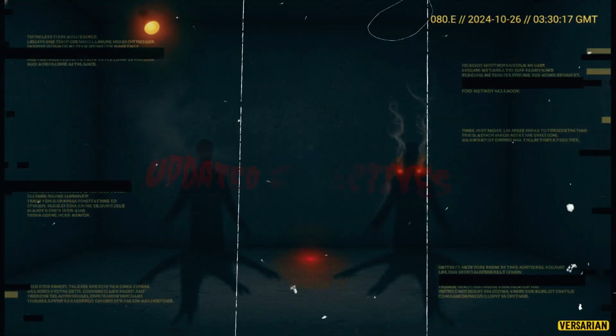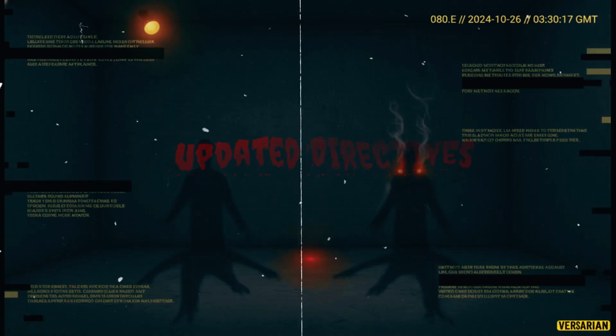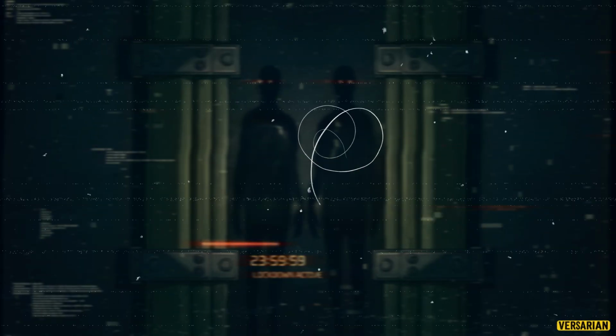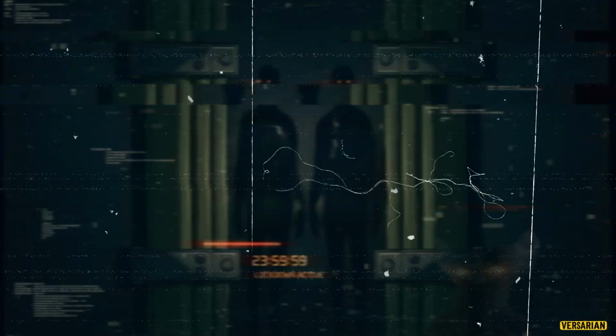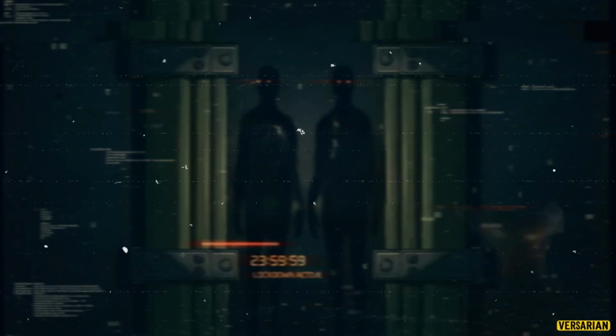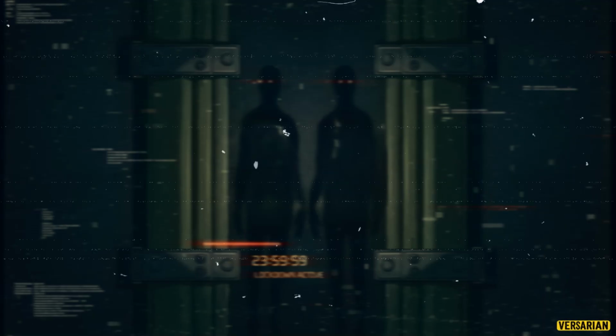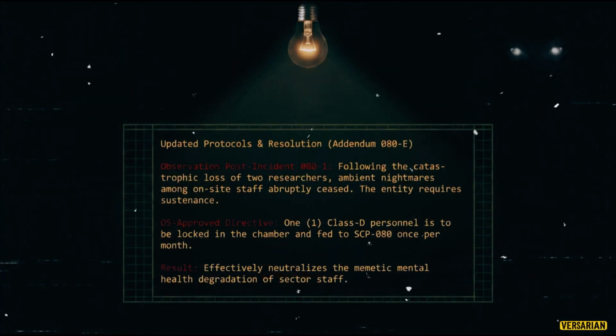Section 5. Updated directives. So the crucial point to remember here is the number 30. 30 minutes is the absolute maximum limit for exposure under any circumstances. To make sure nobody breaks this rule, the thick blackout curtains in the observation room are mechanically locked. They literally will not release unless the door to that observation room is completely shut tight. No exceptions.